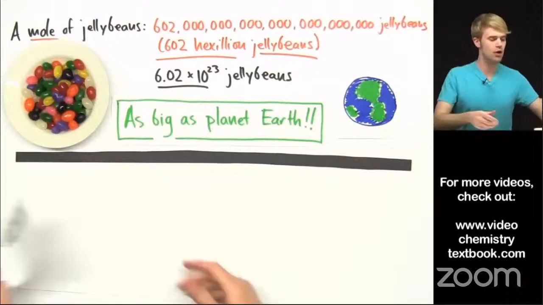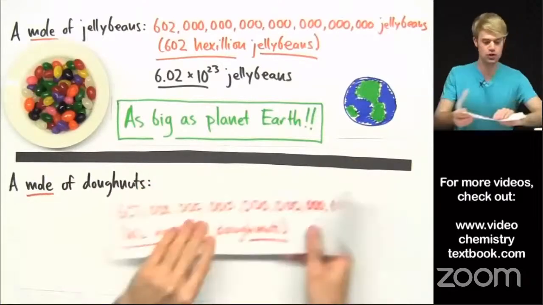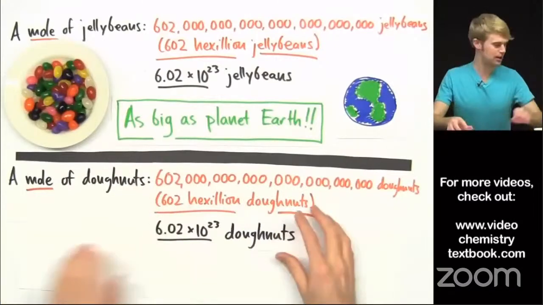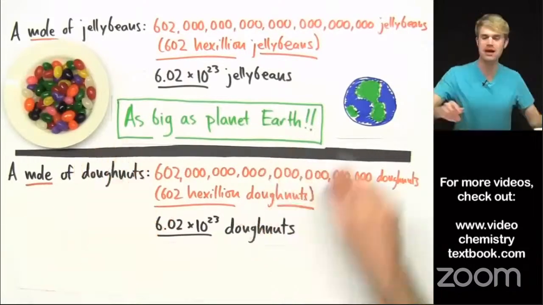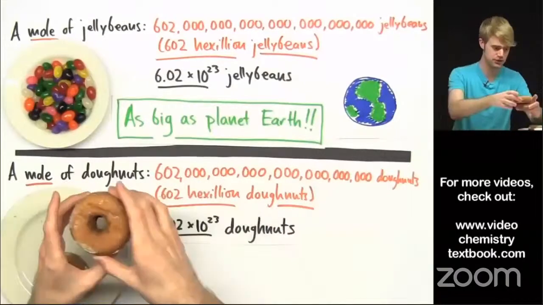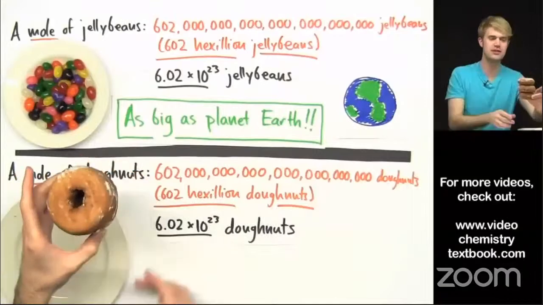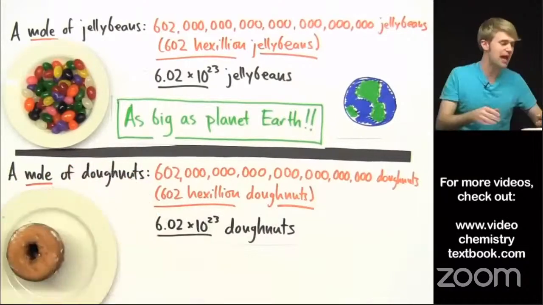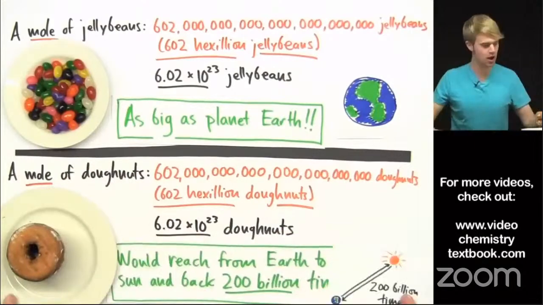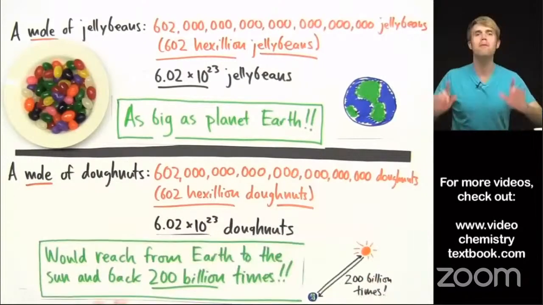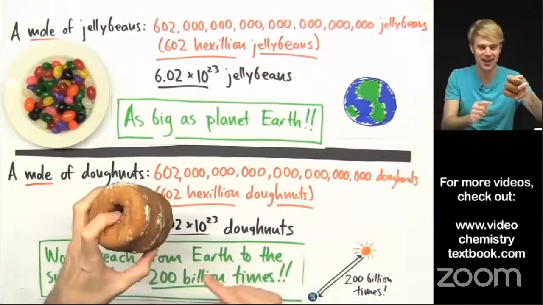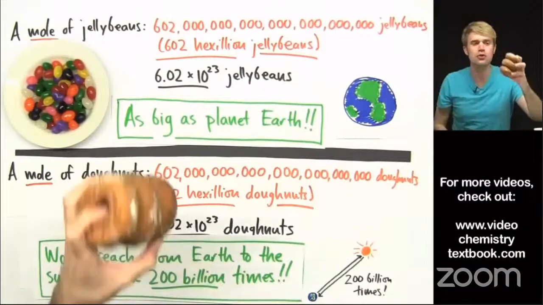Now, we could have also a mole of donuts, which would be 602 hexillion donuts, 6.02 times 10 to the 23rd donuts. If we had this many donuts and we stacked them on top of each other like this, and we kept making this stack, it would reach from the Earth to the sun and back 200 billion times. This stack of donuts would reach from the Earth to the sun and back and forth 200 billion times.